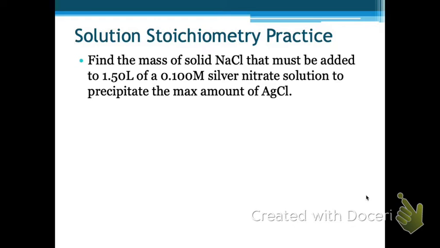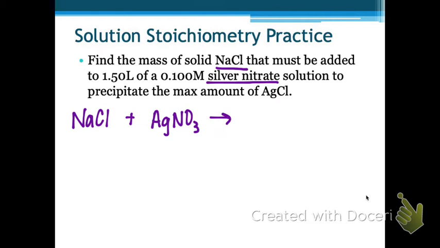Let's build and balance first, though. Okay? We're going to take sodium chloride, add it to silver nitrate. So this means NaCl plus AgNO3 yields AgCl, and then our final product would be sodium nitrate.